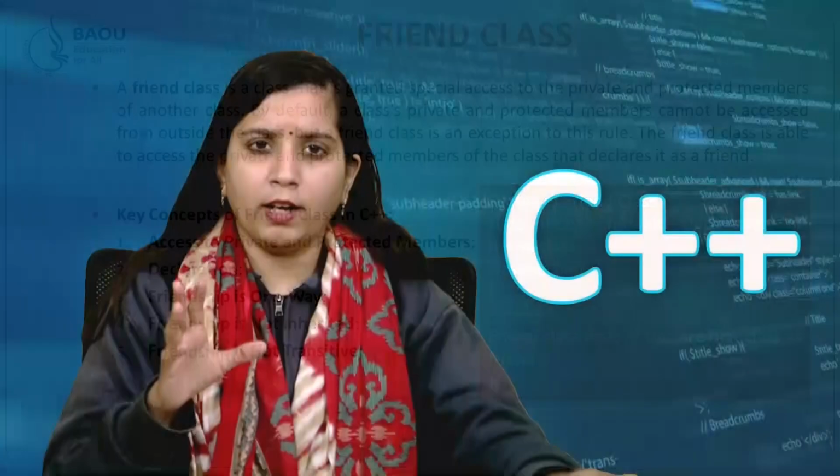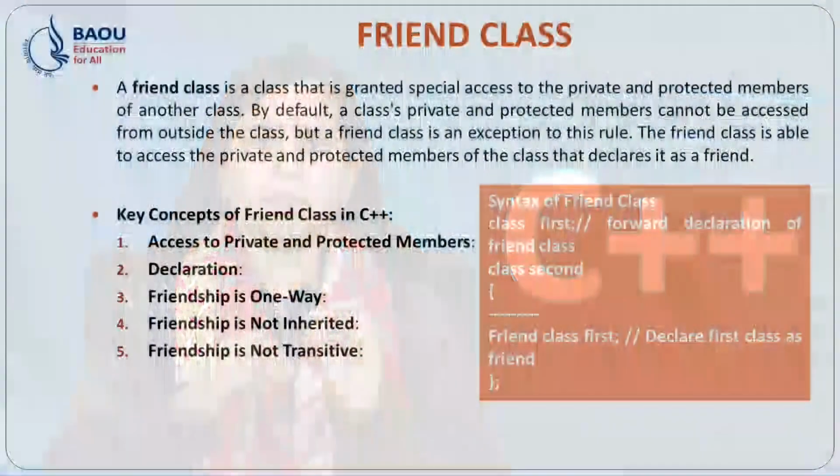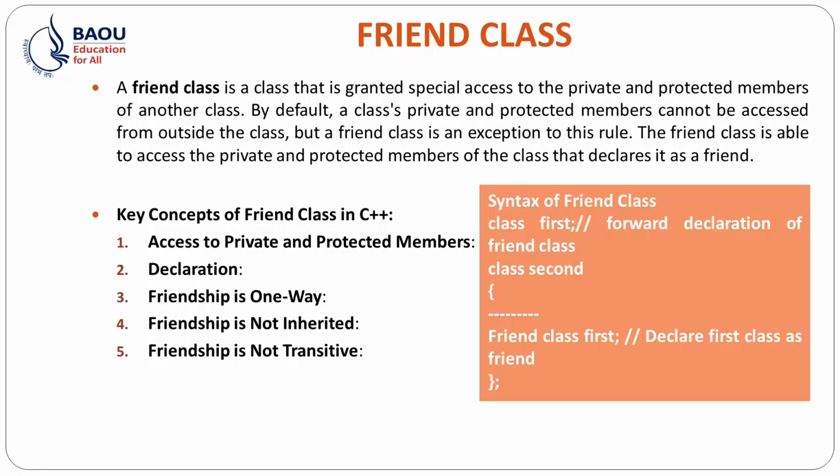Access to private and protected members. A friend class has access to the private and protected members of another class. This is useful in scenarios where you want to give certain access privileges to those members to other parts of the program. Second is declaration. The friend class is declared inside the class. That is, it gives the access; the declaration uses the friend keyword followed by the class declaration.